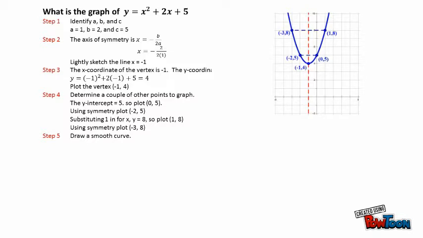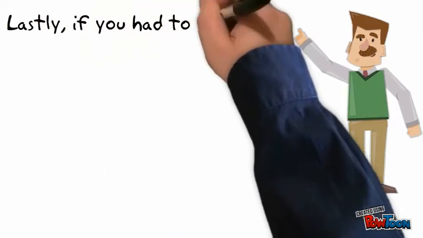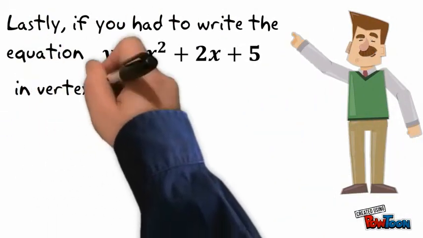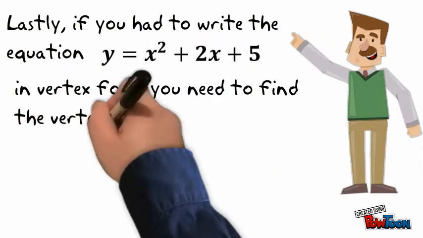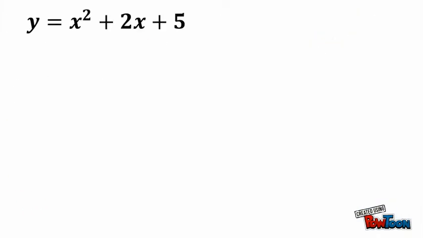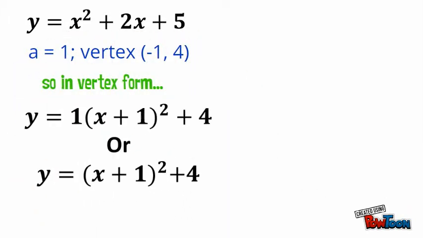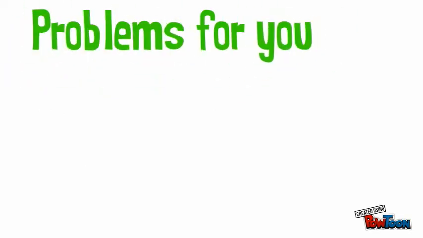Now, if you have to write this equation actually in vertex form, again, starting with the a, b, and c numbers, find the vertex, negative 1 comma 4. We just went through that. You already know a, you know h and k now, so just plug those into the formula. 1, negative 1, and 4 into a, h, and k, and you have vertex form. Just a couple problems for you to work on from this video.